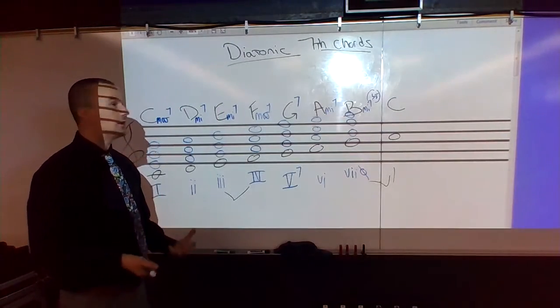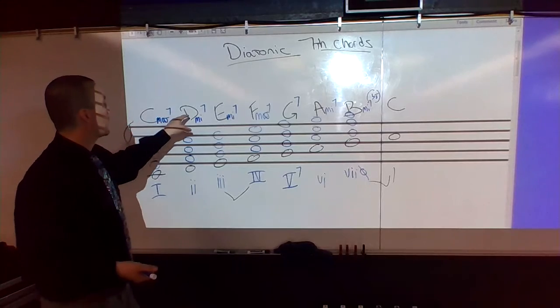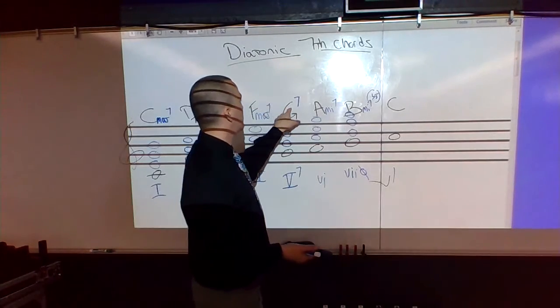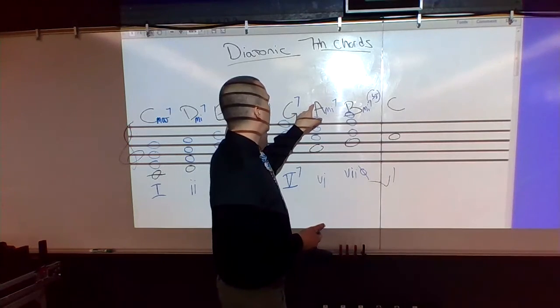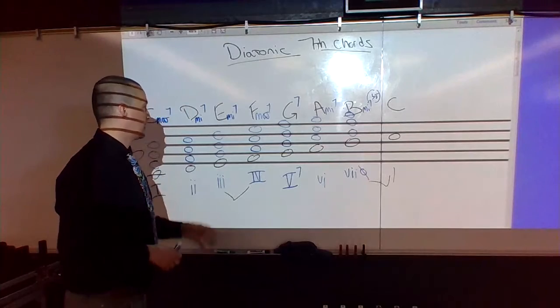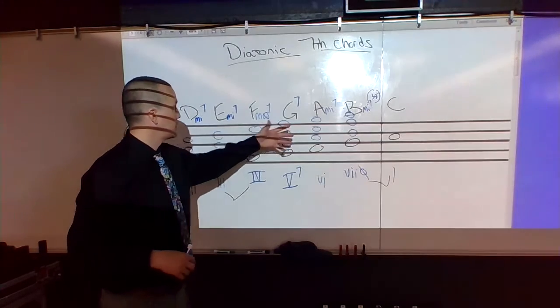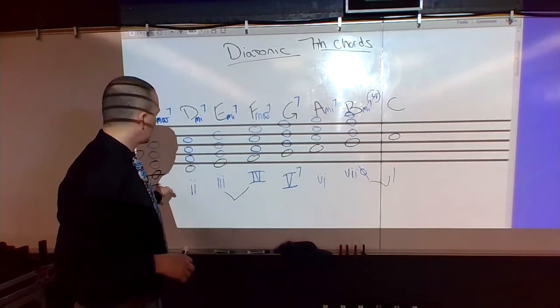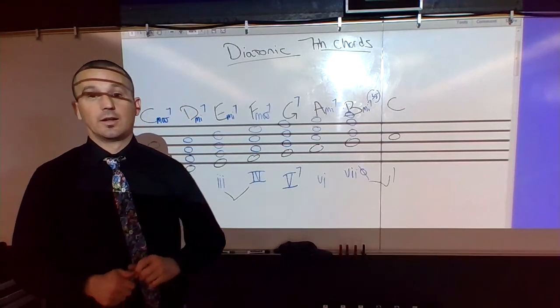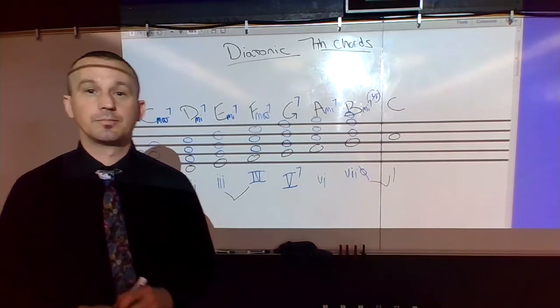So if this were the key of E flat, this would be an E flat major 7, an F minor 7, a G minor 7, A flat major 7, B flat 7, C minor 7, D minor 7 flat 5, and an E flat major 7. Of course, these notes would change, right? And these Roman numerals would stay the same. So memorize this pattern because it's the same for every key. Okay.